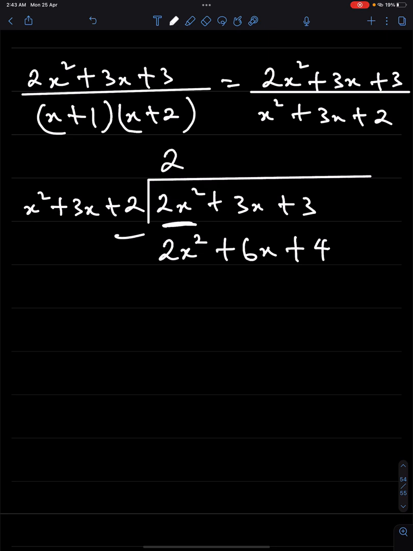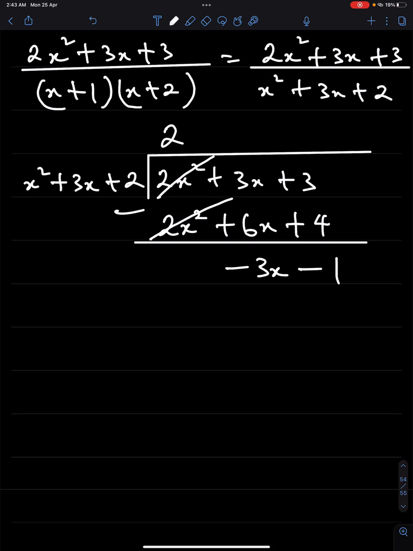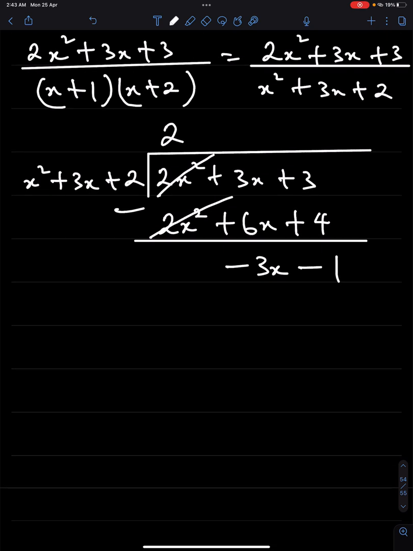Now I'm going to subtract. And what do I get when I do that? Let's see. 2x squared minus 2x squared is 0. 3x minus 6x is minus 3x. And now 3 minus 4 is minus 1. So there you go again. I'm supposed to divide this by this, but the degree of minus 3x is less than that of x squared. So I'll just stop there. When you see that, you stop. But if I get a degree that is the same or greater, I'll divide.